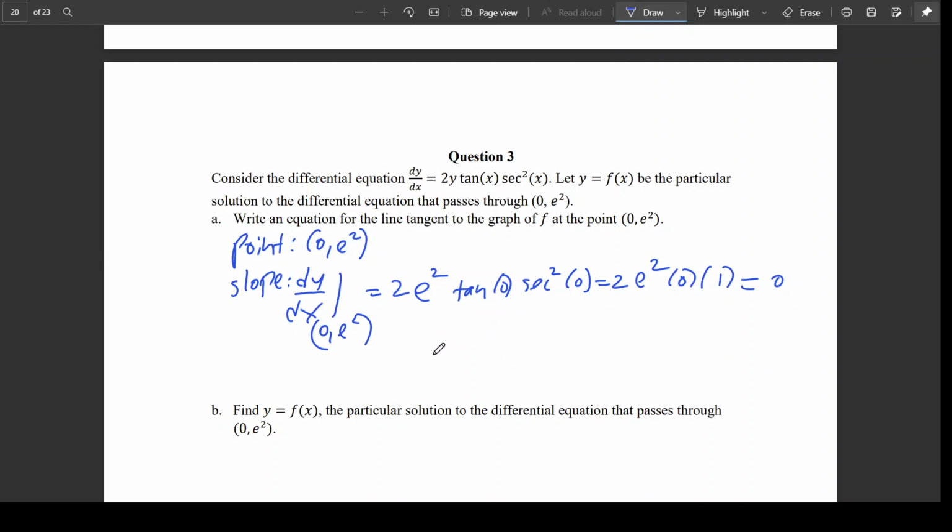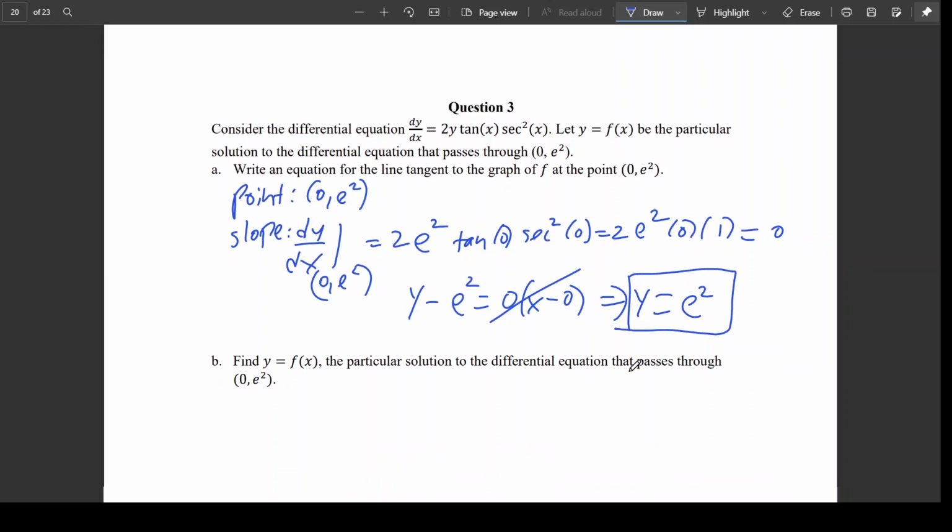So when we go ahead and write our equation for the tangent line, we'll get y minus e squared equals m, which is 0, times x minus 0. This whole thing just goes away, and we just get y equals e squared as our tangent line equation.